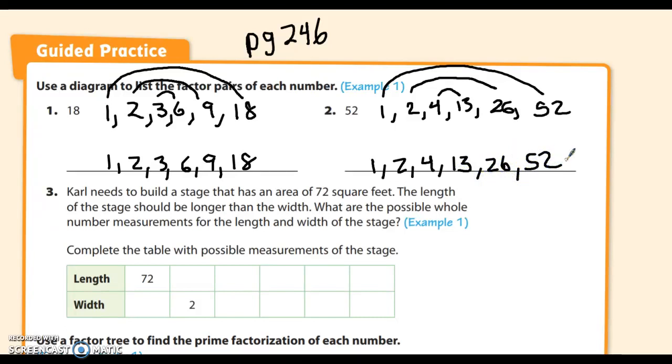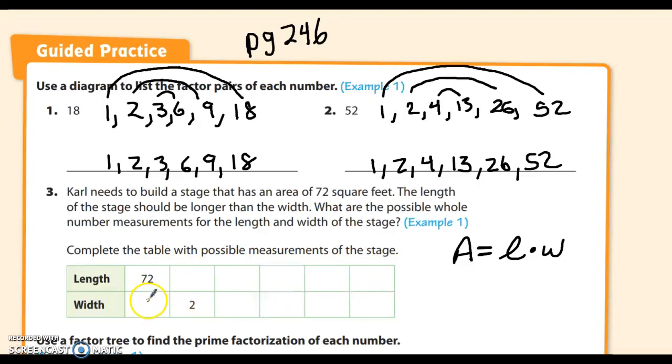Next, we're on number 3. It reads, Carl needs to build a stage that has an area of 72 square feet. Remember that area is found by multiplying the length times the width. So this is very much a factor problem. Basically, if I give you the area, you have to name 2 factors that would multiply together to give that area. The length of the stage should be longer than the width. What are the possible whole number measurements for the length and the width? It just said that the length is going to be longer than the width. So when I come up with pairs, all the bigger numbers have to be the top number because that's the length. The smaller numbers have to be the bottom.